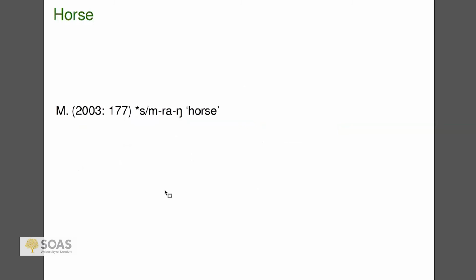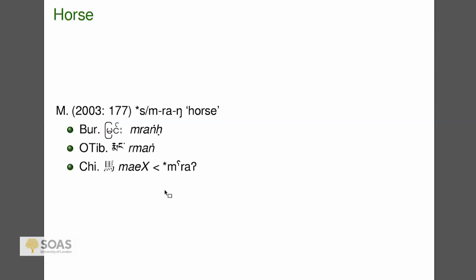So now looking at an areal word in Sino-Tibetan, and I touched on this yesterday, horse. So Matisoff actually reconstructs horse, this monstrous thing, smrung. I'm not quite sure what all the slashes and hyphens mean, but these are the forms he cites. So mrung in Burmese, rmang in Old Tibetan, and mra in Chinese. So they look quite similar, don't they?